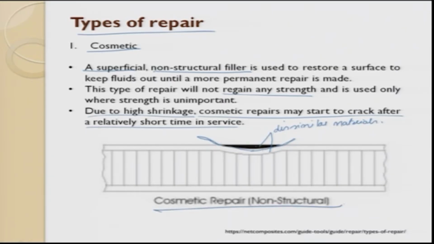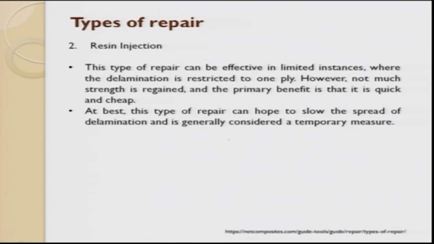So, this is cosmetic and there is a small dent on the surface. The next one is resin infusion. So, this type of repair can affect only in a limited instance where the delamination is restricted only to one ply. Then we always go for one ply that is just on the surface.